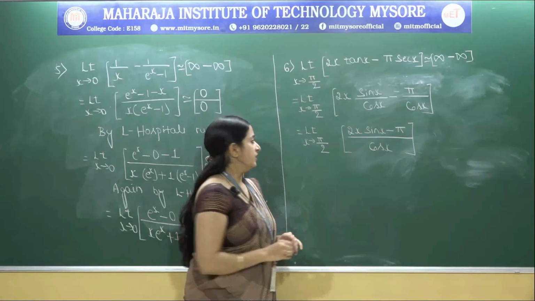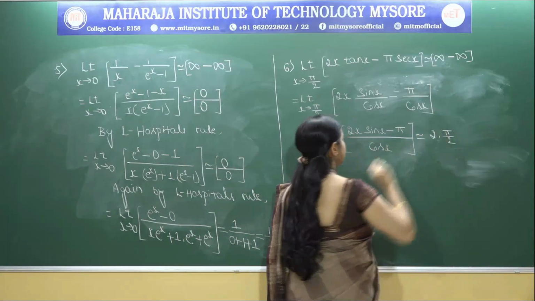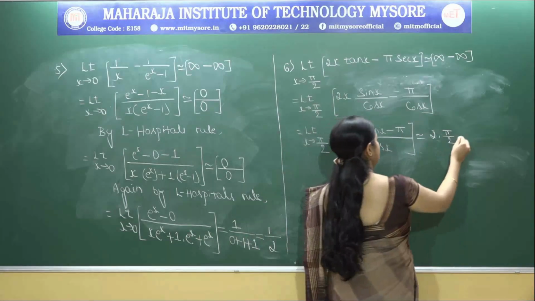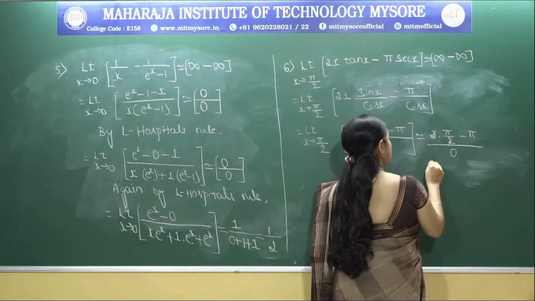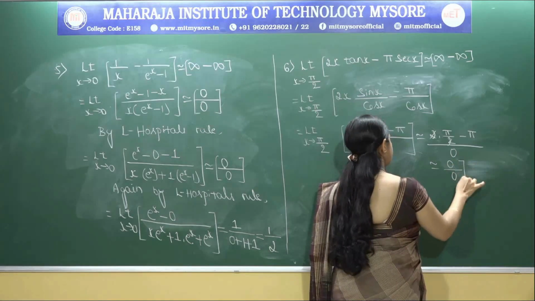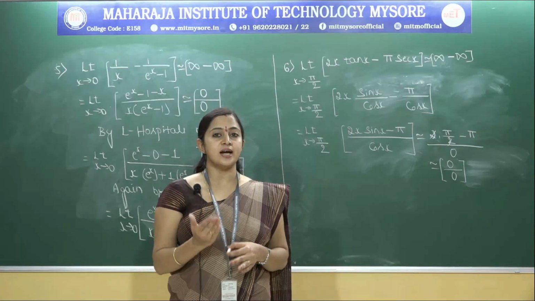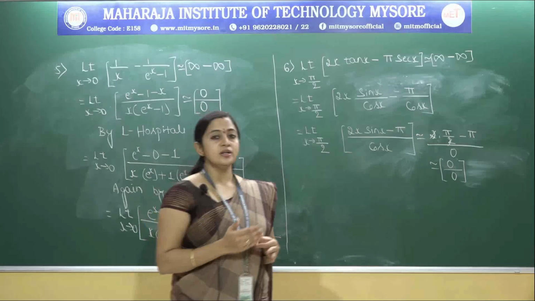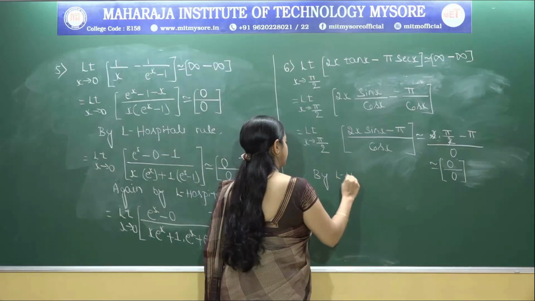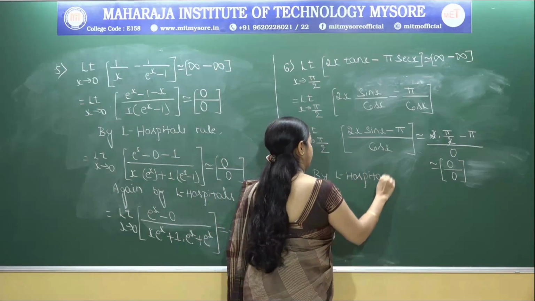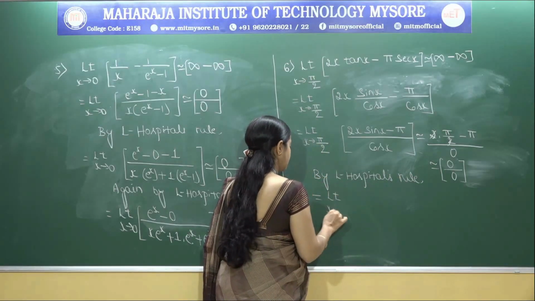Now we apply the limit once again. So numerator 2 into pi by 2, sin pi by 2 is 1, minus pi, denominator cos pi by 2 is 0. The numerator also will get 0, so 0 divided by 0. So the infinity minus infinity is converted into the standard indeterminate form 0 by 0. Then you can apply the L'Hospital rule. So by L'Hospital rule, differentiate the numerator and denominator separately.